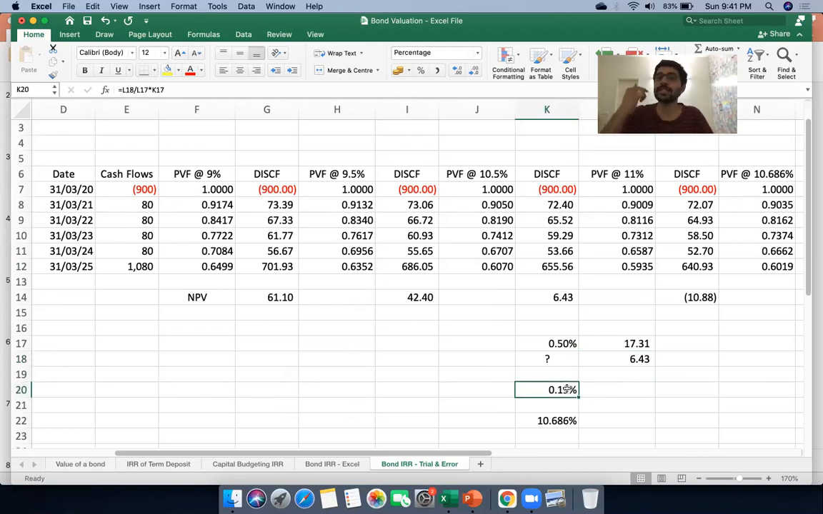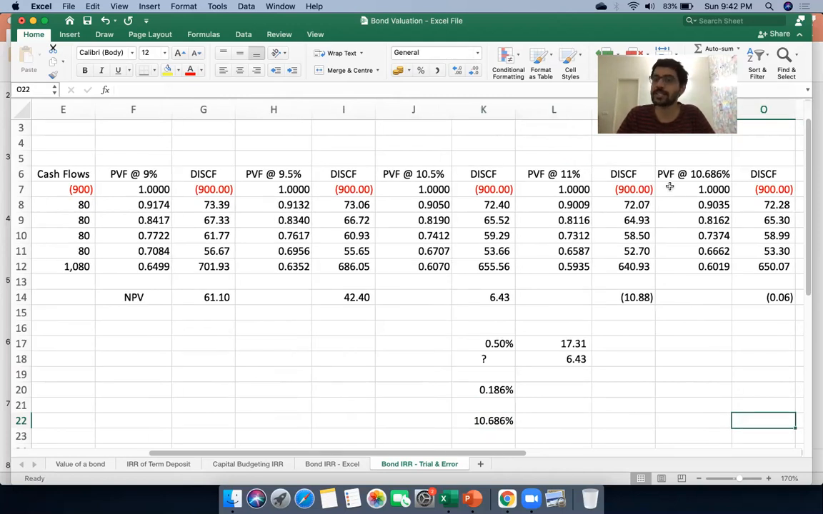Therefore, my target reduction is 6.43. How much should I increase the discount rate by? This is nothing but your pure linear method, the unitary method. So the formula is 6.43 divided by 17.31 multiplied by 0.5%. The answer is 0.186%, which means that my IRR is 10.5 plus 0.186%, which is 10.686%. I showed you that when I discount the cash flows by 10.686%, I have an NPV which is almost equal to 0, which means that 10.686% is actually my IRR.